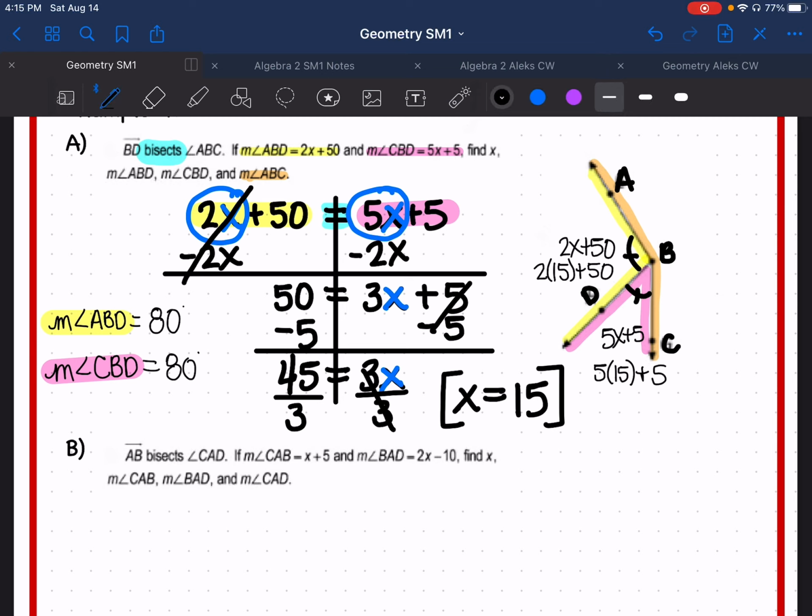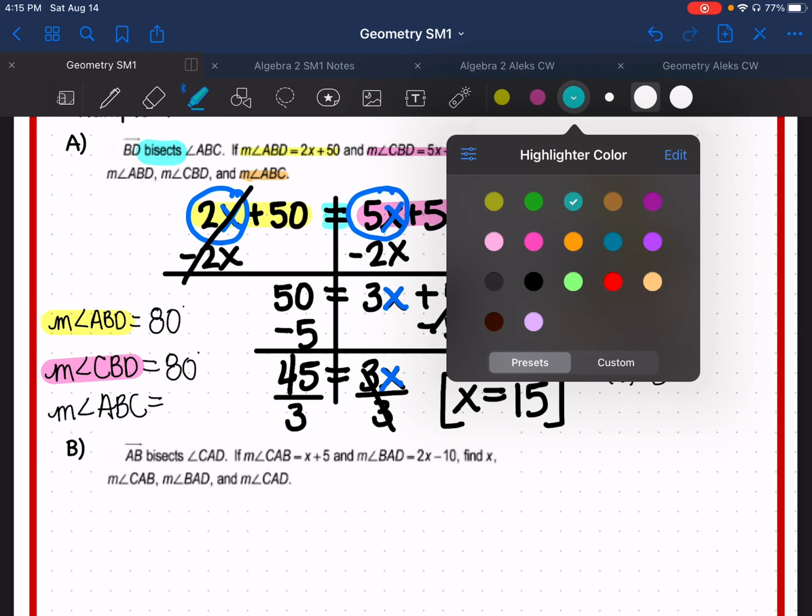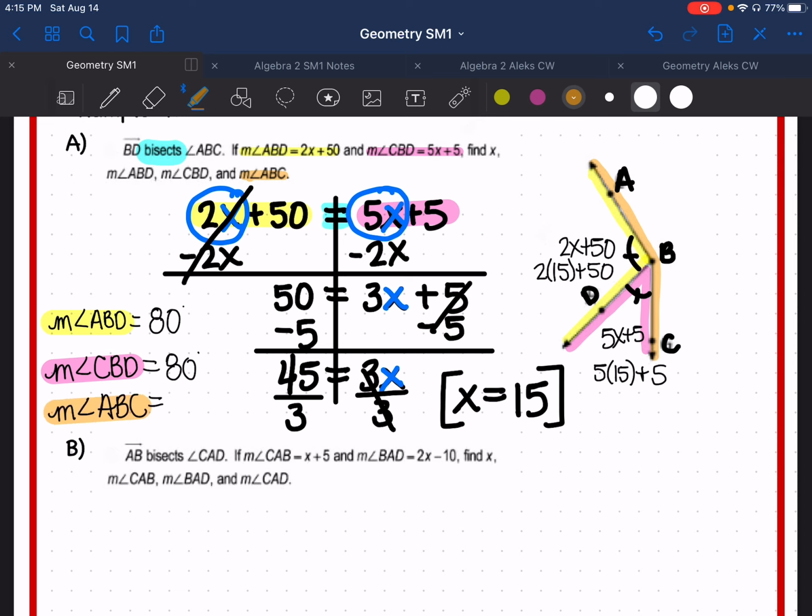Yes, because remember, this ray right here was my bisector, so they better be exactly the same. Now, the last thing they wanted me to do was to find the measure of angle ABC, and this is my orange angle, so let me go back and grab my orange. Now I have to go back to the last lesson and think, how do I find this angle? Well, this angle is this yellow one plus this pink one. So this one is simply 80 plus 80, 160 degrees.